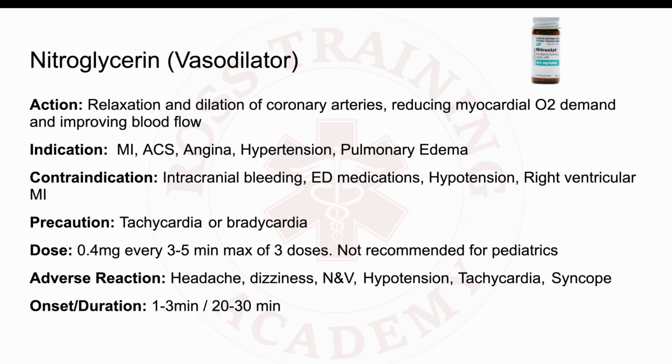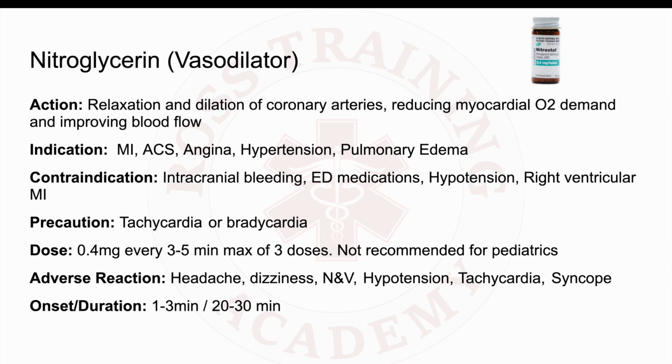Then we have nitroglycerin. It's a vasodilator. It causes relaxation and dilation of the coronary arteries, reducing myocardial oxygen demand, and then improving blood flow from the dilation. Some indications are going to be MI, ACS, angina, hypertension, and then pulmonary edema. Some contraindications are going to be intracranial bleeding, erectile dysfunction medications within the last 24 to 72-ish hours, hypotension, and then right ventricular MI. Some precautions are just going to be tachycardia or even bradycardia.